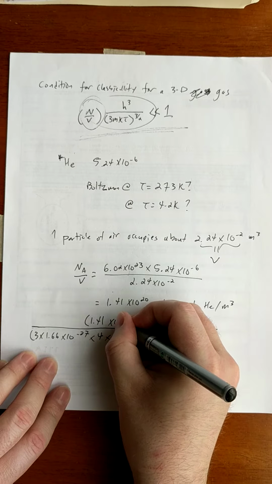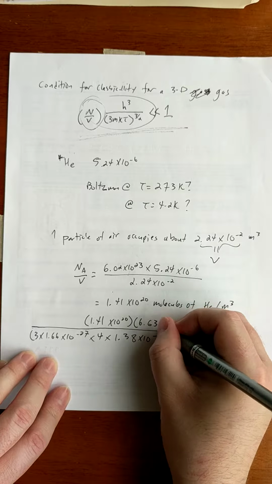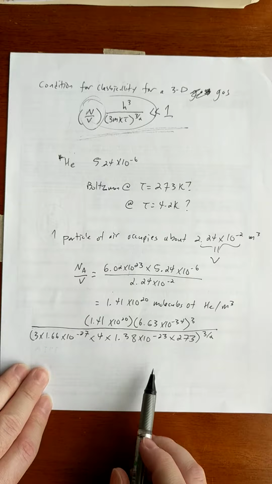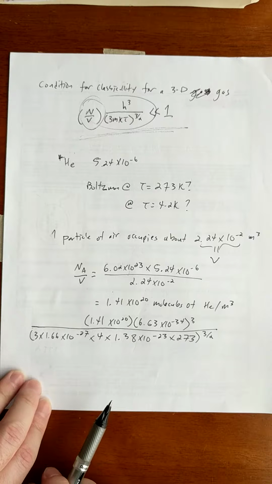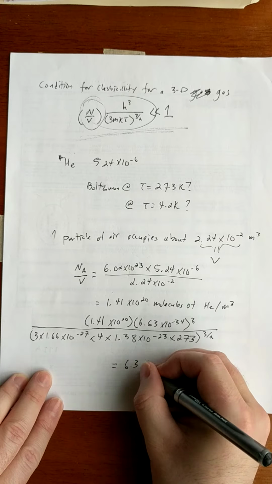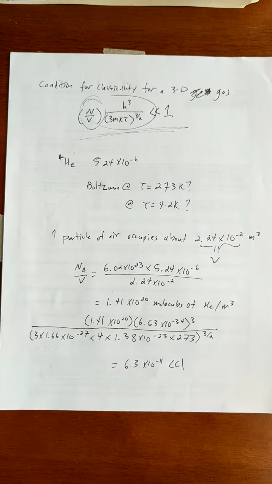1.41 times 10 to the 20 times 6.63 times 10 to the negative 34 cubed, right? Our Planck's constant. And then we get this is equal to 6.3 times 10 to the negative 11, which of course is much, much less than 1. So as expected, we can use our classical statistics for our helium atoms in a room temperature bottle of air or whatever the container is.